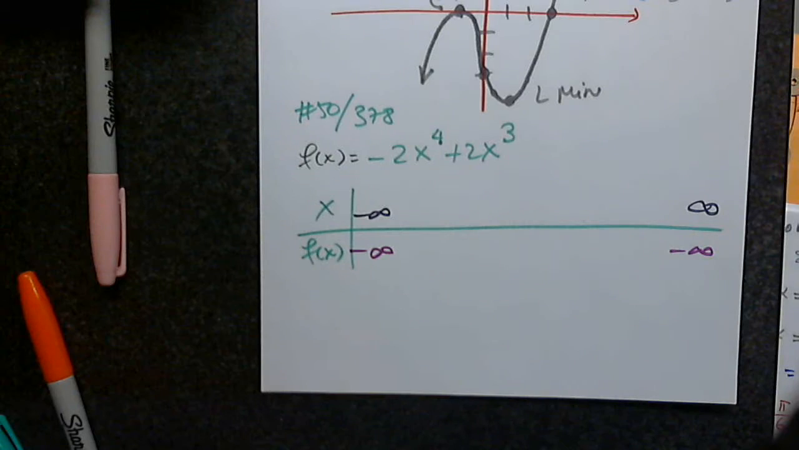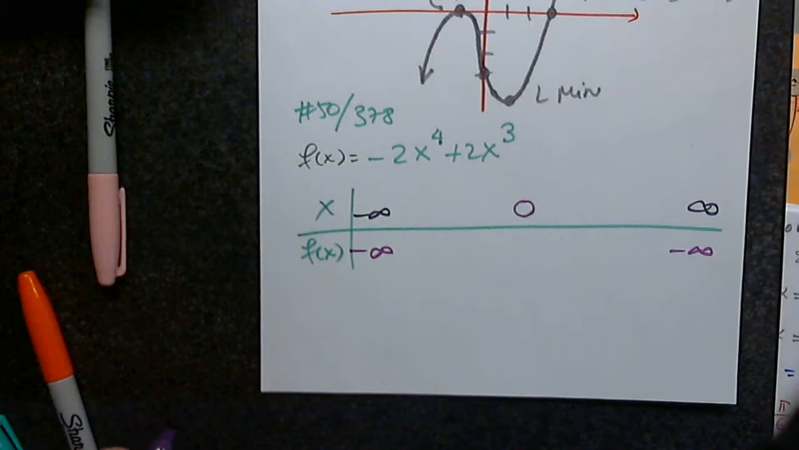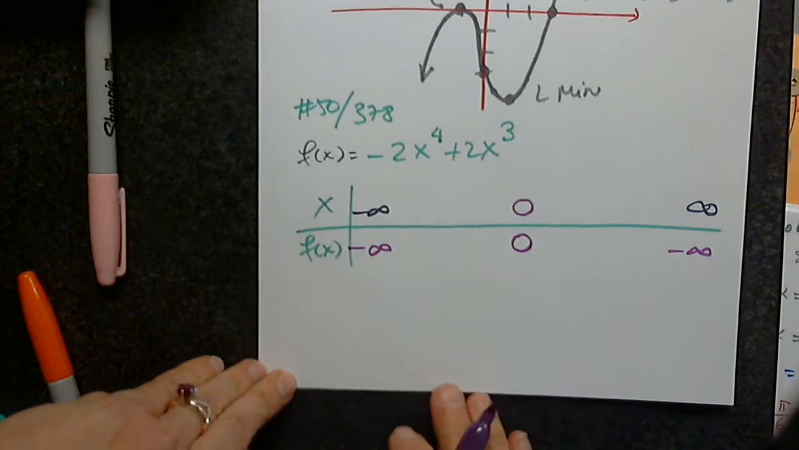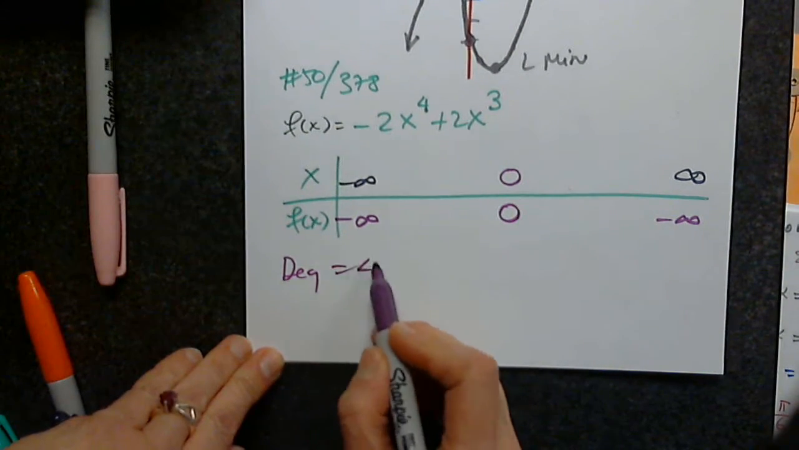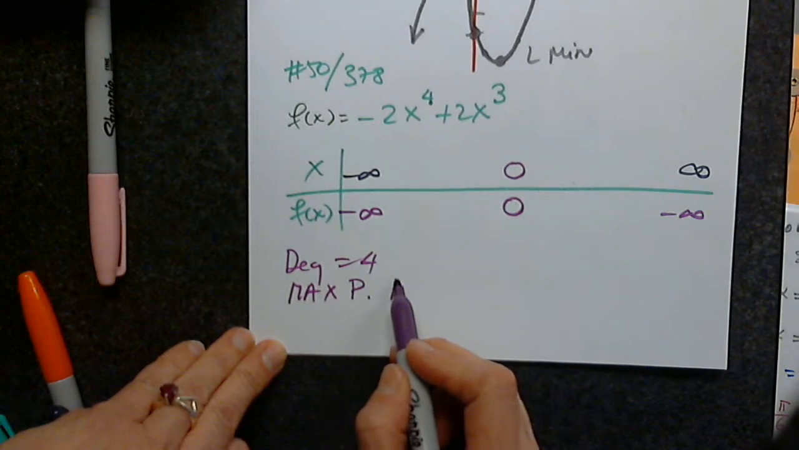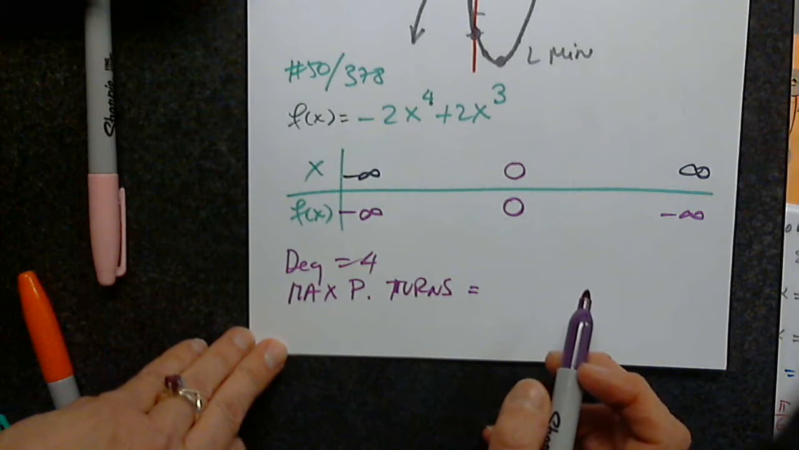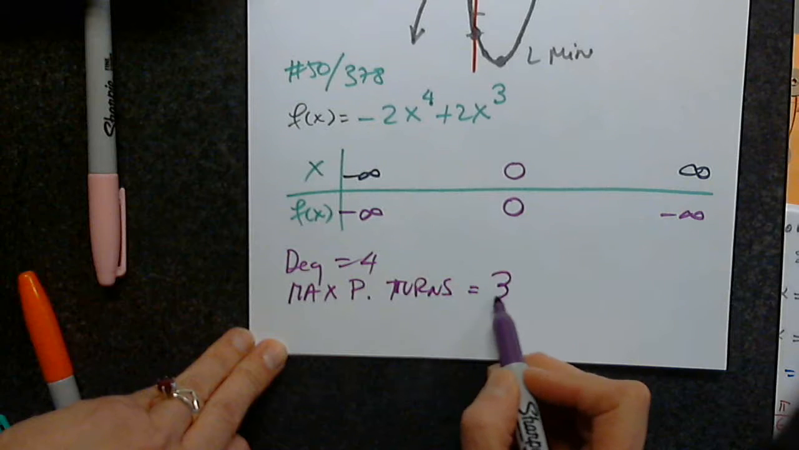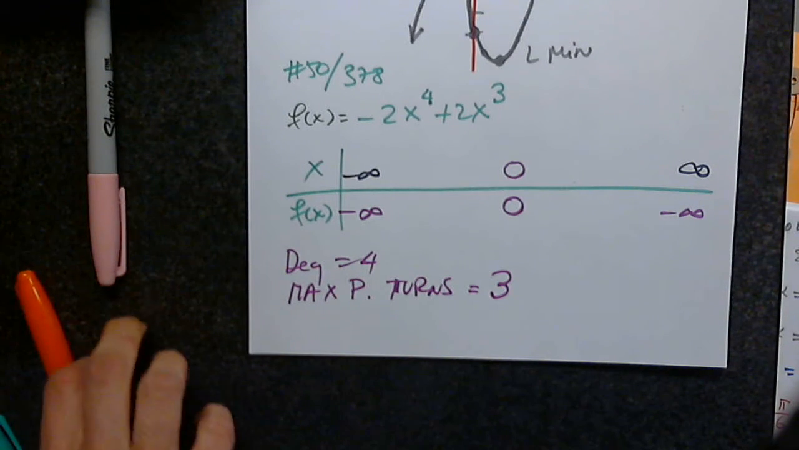very good. The y-intercept, when x is 0, y is? 0. Very good. Awesome. Degree. Max possible number of turns. It doesn't have to have it, but it cannot exceed 3. Awesome. Good. X-intercepts. And we're done.